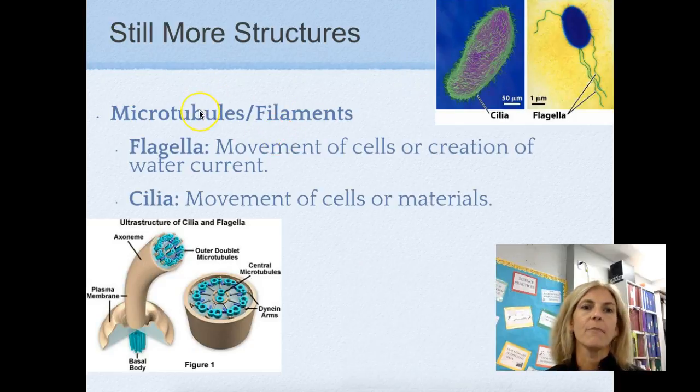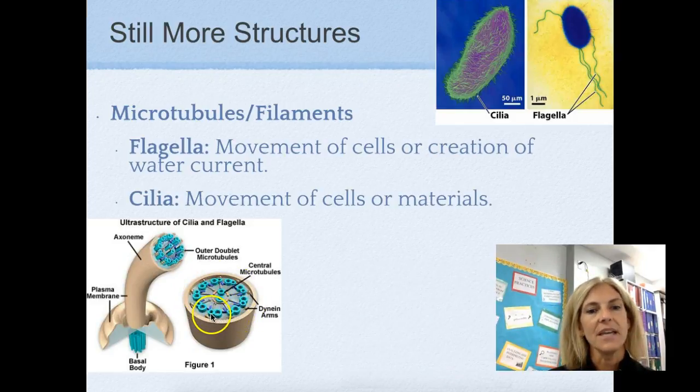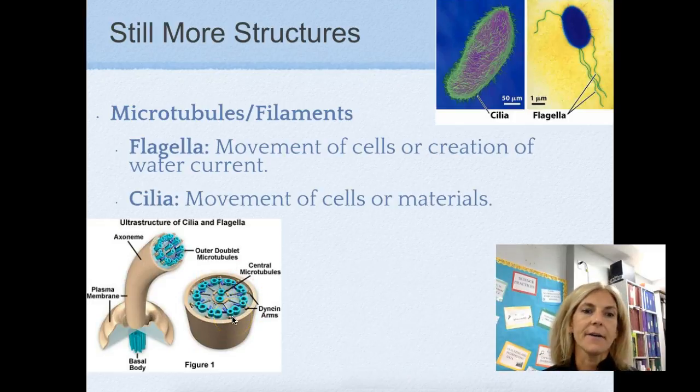So they're both made of microtubules or microfilaments arranged in a 9x2 arrangement. So if I counted these up around the circle here, there's 9, and they come in sets of 2. So that's a common characteristic of the cilia and the flagella.